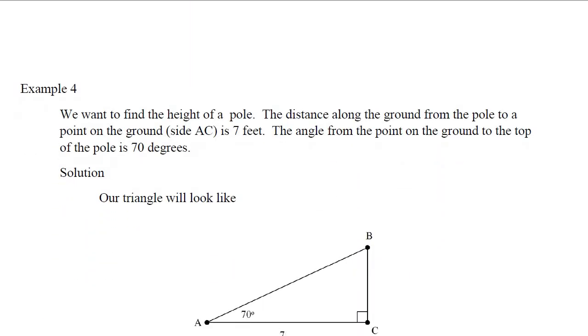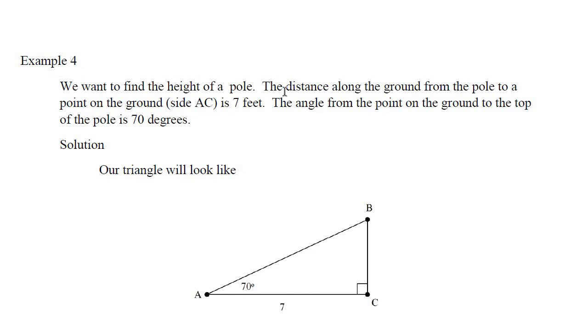Alright, example number 4. Here we want to find the height of a pole. So the distance along the ground from the pole to a point on the ground, AC, so here's a point on the ground, and here's the bottom of the pole, that distance is 7 feet. And then the angle from the point on the ground up to the top is 70 degrees. Now, notice this is definitely not drawn to scale, because a 70-degree angle should be more steep, closer to a 90-degree angle than what this one is. So one thing I want you to be aware of is with any of these problems, never trust the picture, trust the numbers.